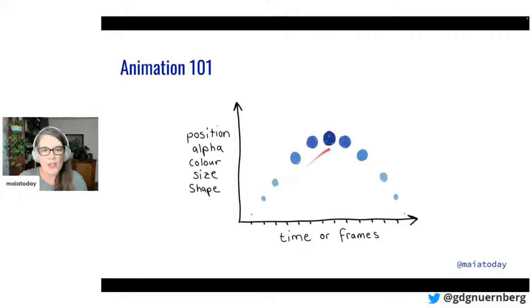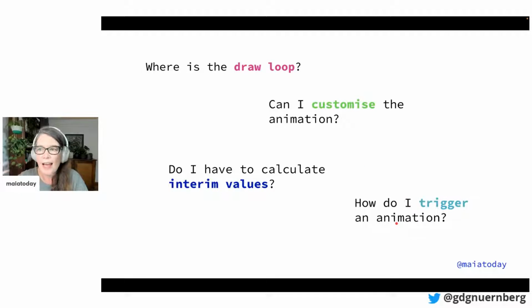And if this changes over time, that's how you see an animation or movement on the screen. Also, to prepare, there are some questions around this. If you're comparing different toolkits, there are things I'm thinking about. For instance, where's the draw loop? Where's the piece of code that runs in a loop that's going to make this time and these changes happen?